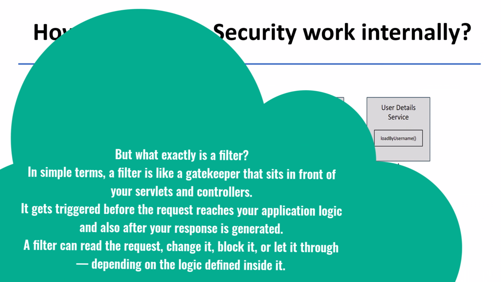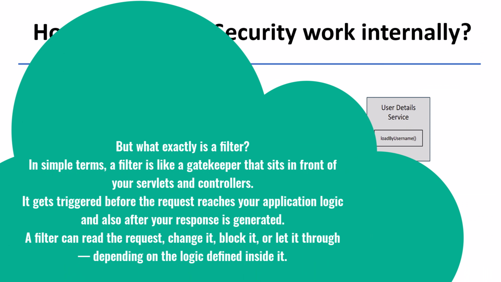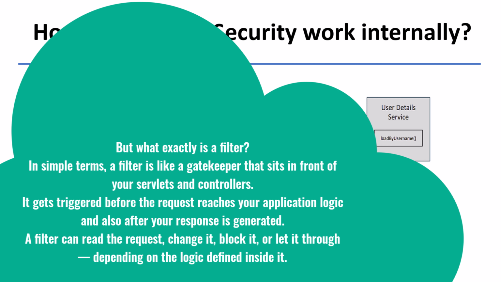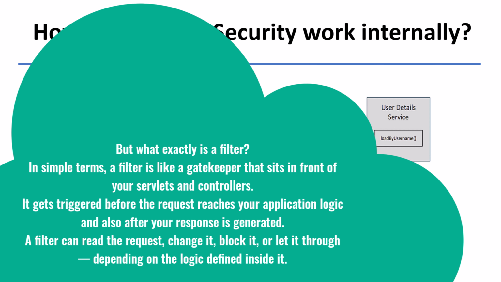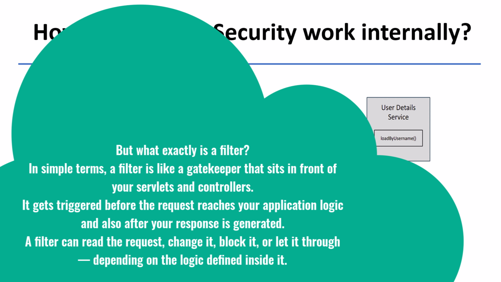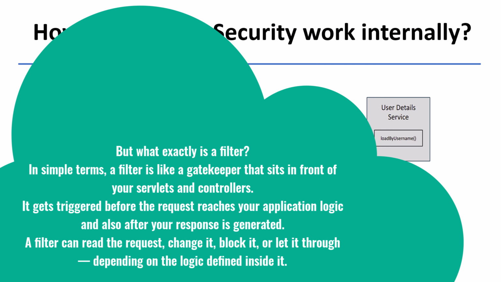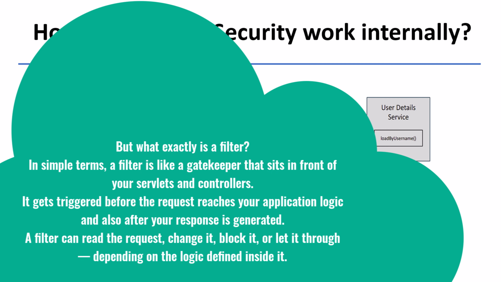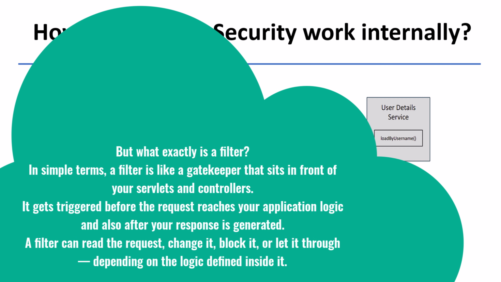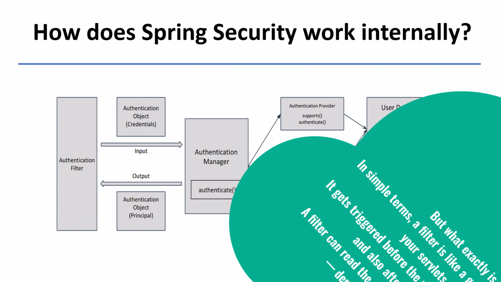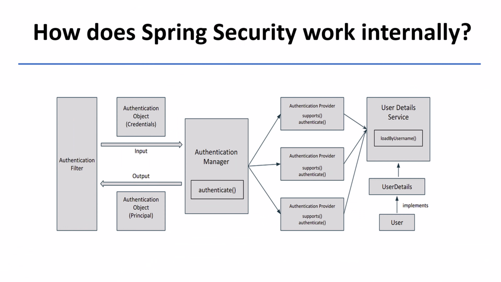But what exactly is a filter? In simple terms, a filter is like a gatekeeper that sits in front of your servlets and controllers. It gets triggered before the request reaches your application logic and also after your response is generated. A filter can read the request, change it, block it, or let it through, depending on the logic defined inside it. Now, Spring Security includes many different filters, and each one is responsible for a specific part of the security process.